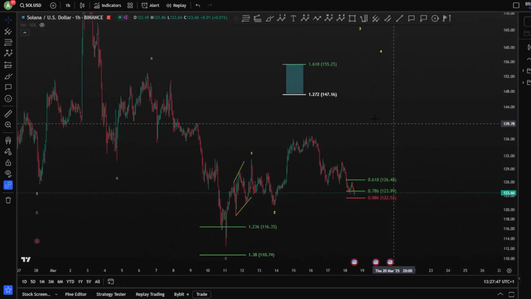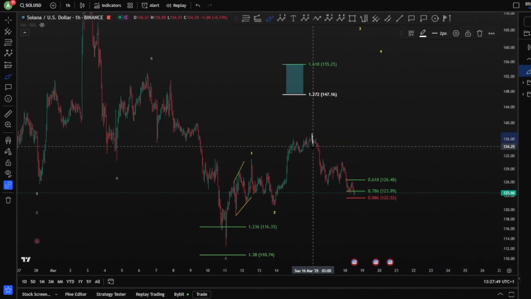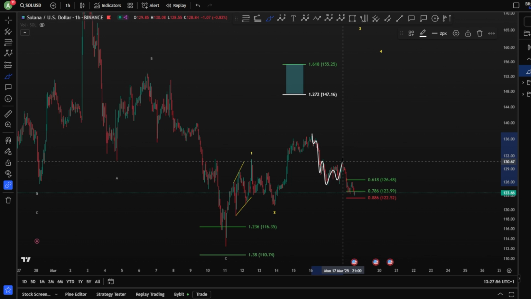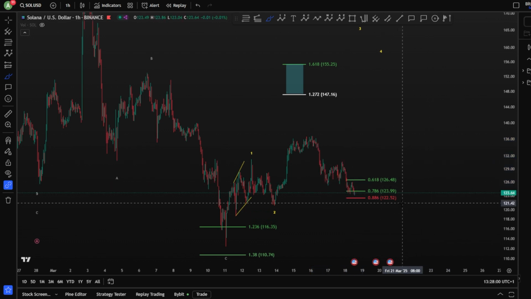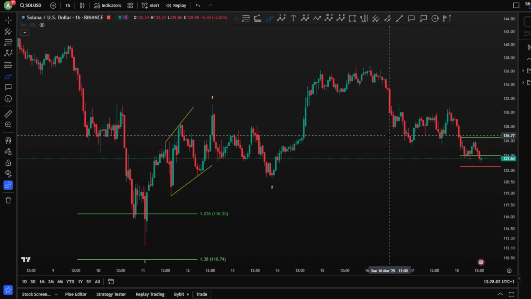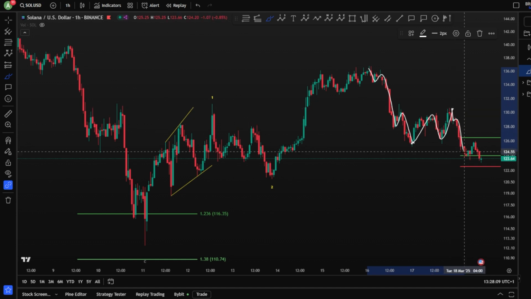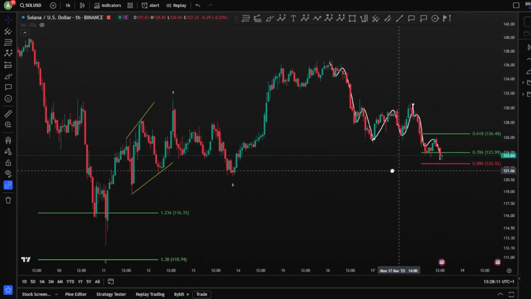So as you can see, we got potentially an impulse here, 1, 2, 3, 4, 5 for a wave A, correction for a wave 2 or wave B, and then simply continuation toward the downside. Let's zoom in. Inside this impulse, of course, we finished a wave A here, we finished a wave B, and 1, 2, 3, 4, 5, well, potentially finished wave C.